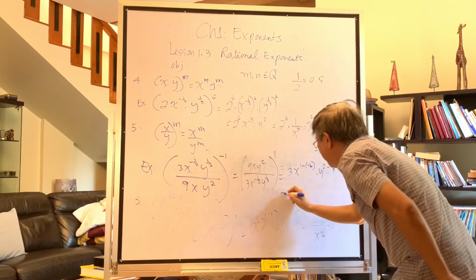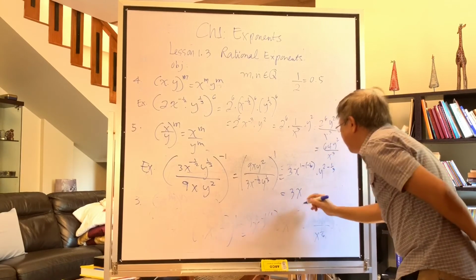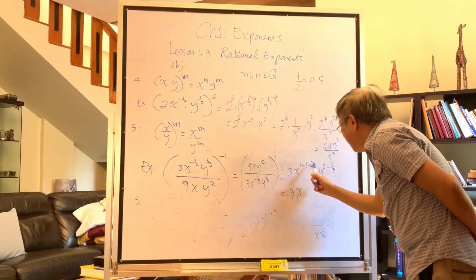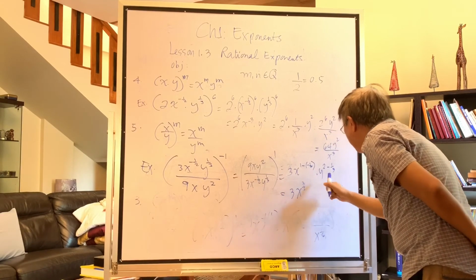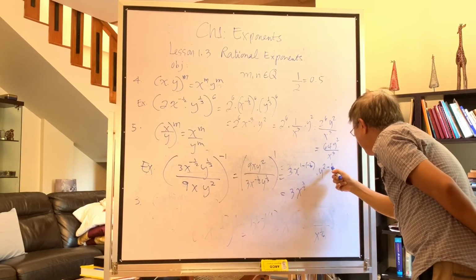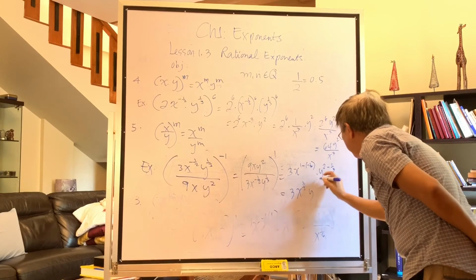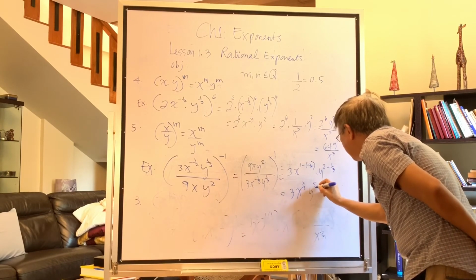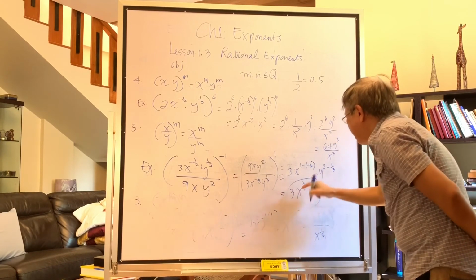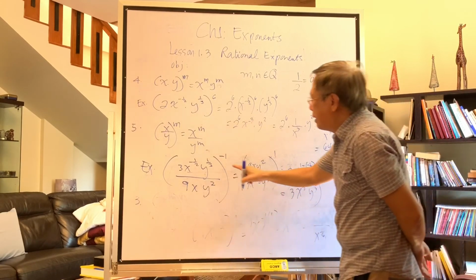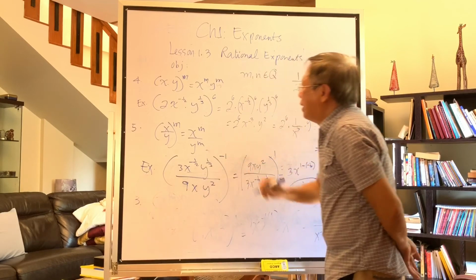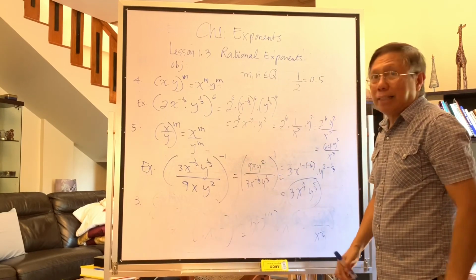And we have 3x to the 1 plus 1/2 will give me 3 over 2. And then 2 minus 1/3 will give me 5 over 3. This leaves us with 3 times x to the 3/2 times y to the 5/3 as the simplified form of this one. Let's have some exercises.